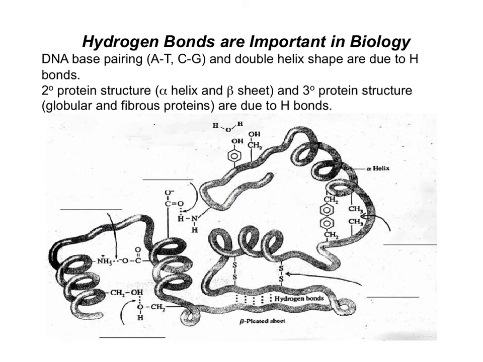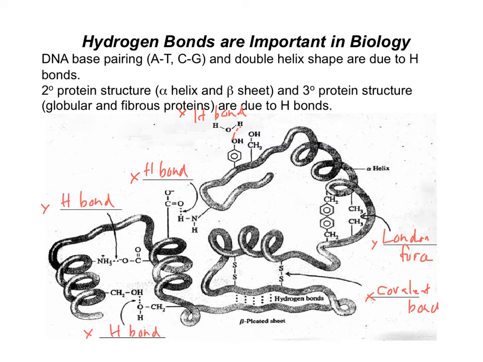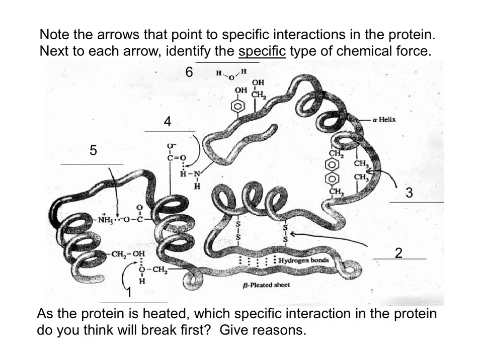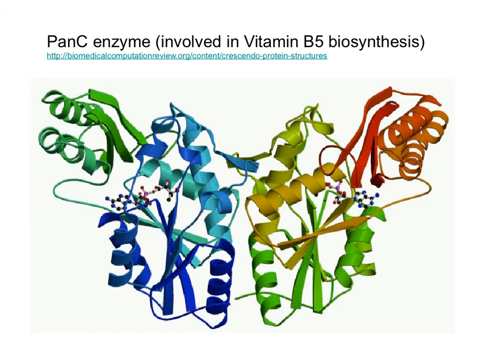Hydrogen bonds are very important in biology. Stop the video and determine the chemical force in each blank in this protein. And the answers are, in a hydrogen bond, the very electronegative atoms that sandwich the H are oxygen, nitrogen, fluorine, and chlorine. One way to denature a protein is to heat it up. Stop the video and figure out what chemical force is going to break first. And the answer is, here's the pan-C enzyme. Note that the alpha helices and beta-pleated sheets are held together by hydrogen bonds.